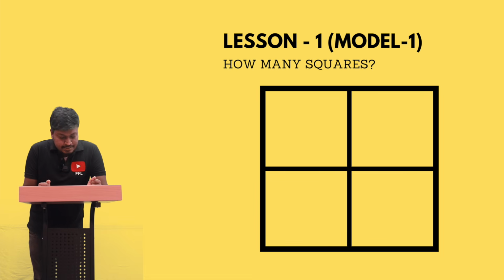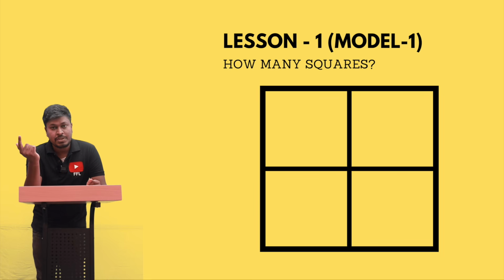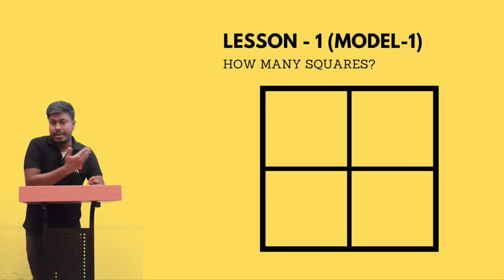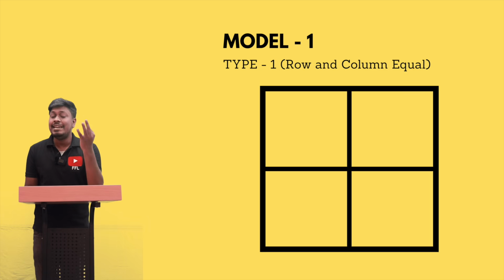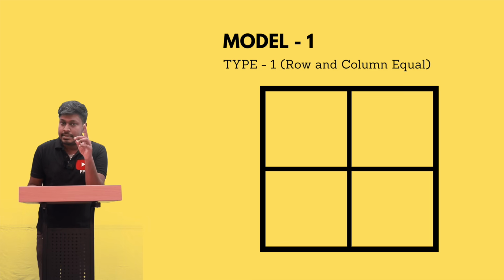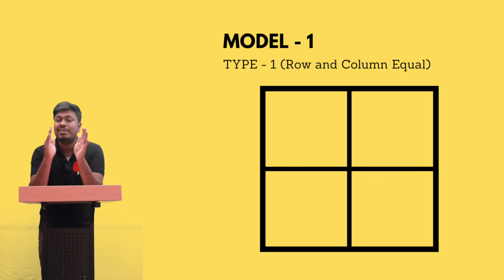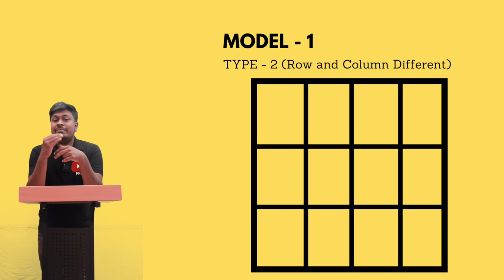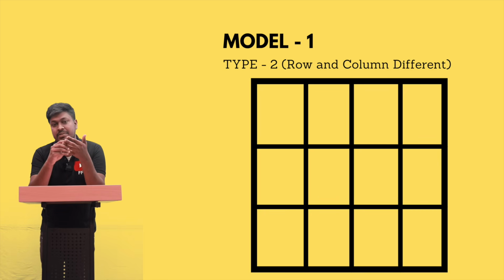In this lesson we have only 2 models, friends. Model number 1 has 3 types, and model number 2 is miscellaneous. When you enter into model number 1, you will see the diagram. Model number 1 has 3 categories of question. One is where, in the given figure, the row and column are the same. Type number 2 is where row and column are different, and type number 3 is a complete miscellaneous question.